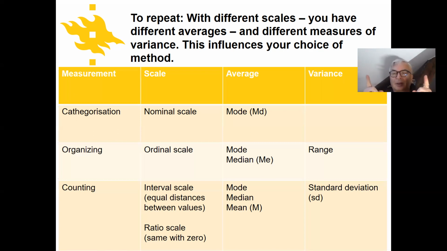And there you can typically say something about the variance. You could say, okay, is it a small range or a big range if you look at the smallest and the biggest values in an ordinal scale.